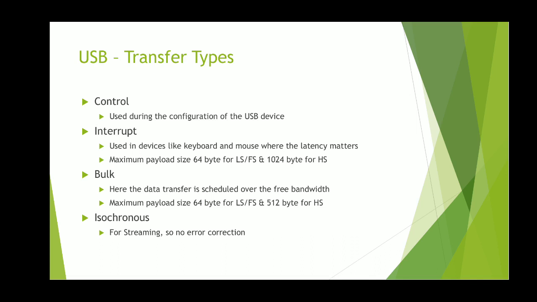And the third mode of USB data transfer is bulk mode. Here in the bulk transfer mode, the data transfer is scheduled over the free bandwidth. When free bandwidth is available, the bulk mode will execute the scheduled data transfer. And in bulk transfer mode, the maximum payload size can be up to 64 bytes for low speed and full speed devices, and it can be up to 512 bytes for high speed devices.